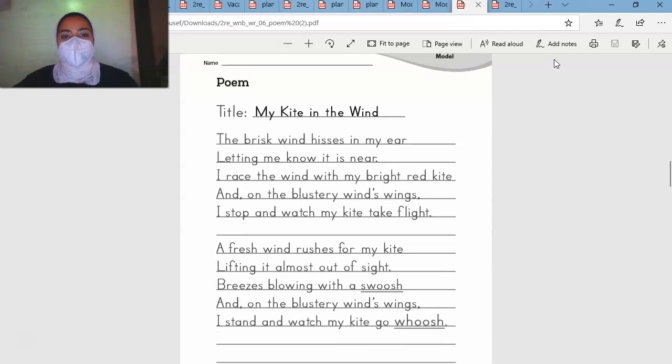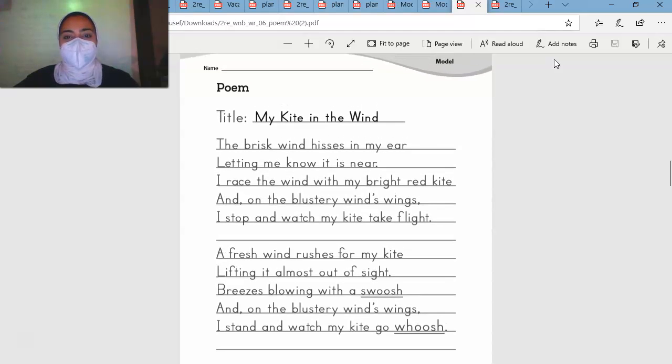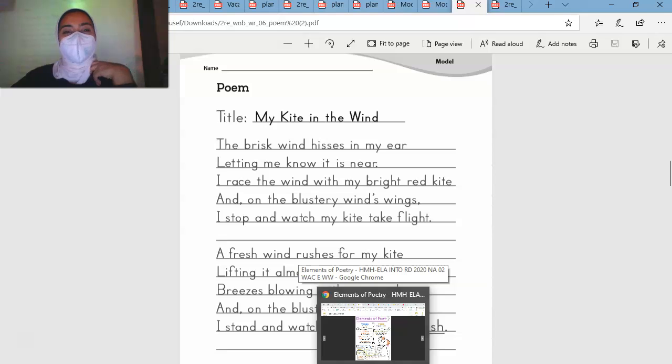It says poem. The title is My Kite in the Wind. So this is a model. A model is an example. We like to read examples before Miss Youssef says do it, right? Who can raise their hand and tell me why we like to read examples or see examples before Miss Youssef says do it on your own? Why does that help us, Jasmine? So we can get ideas. Good. So we can get ideas from their writing, right? We can also check our work and see if it's kind of the same as the example.